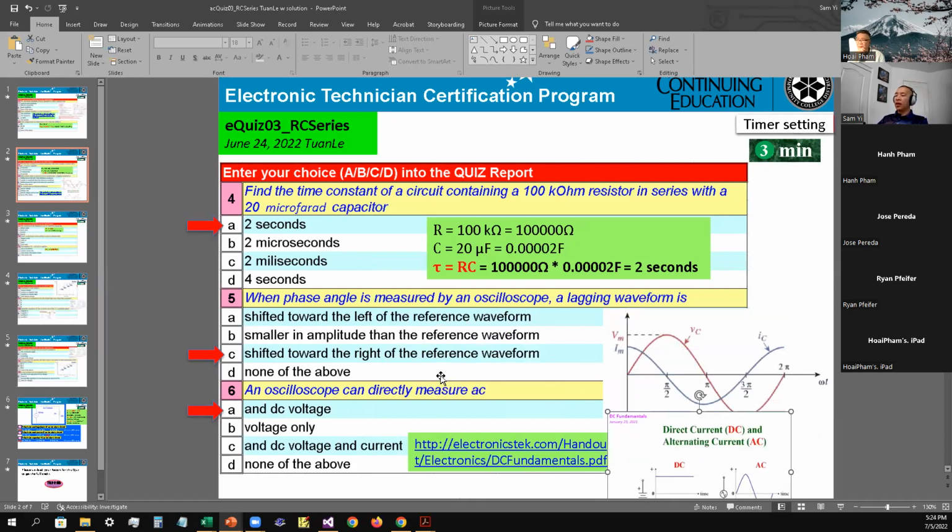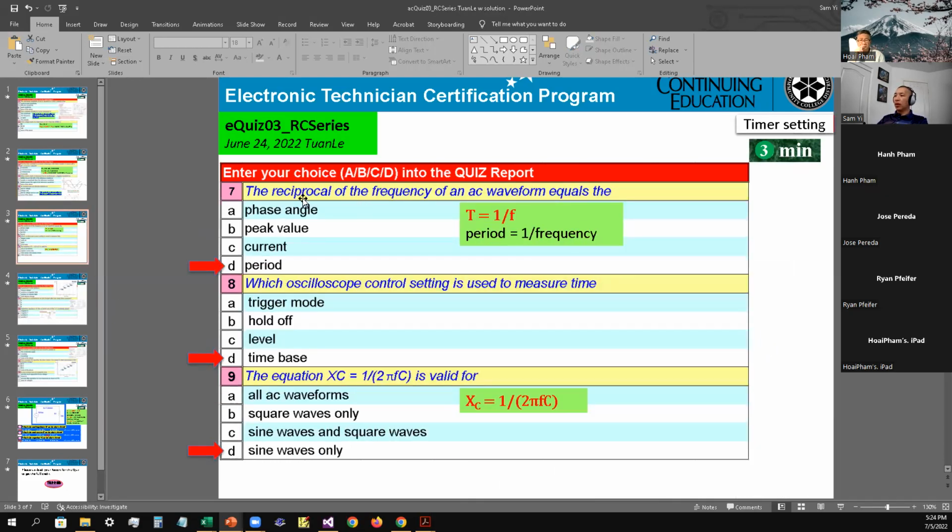Any question on number 4, 5, or 6? Okay, no question, next set. Number 7, the reciprocal of the frequency of an AC waveform equals the period. The formula is T equals 1 over F, where T represents the period and F represents the frequency. So the answer is period. So the answer is D as in David for number 7.